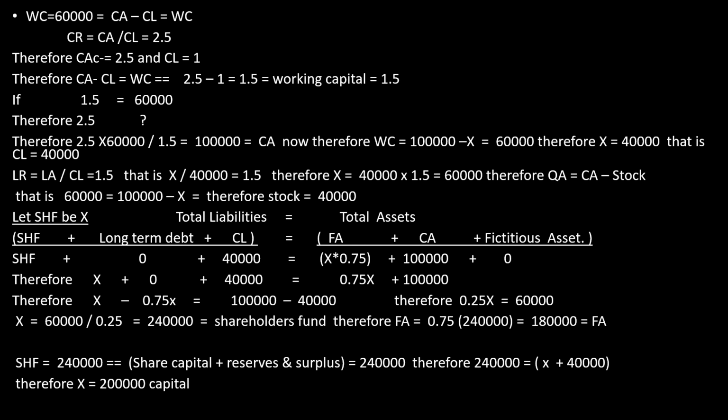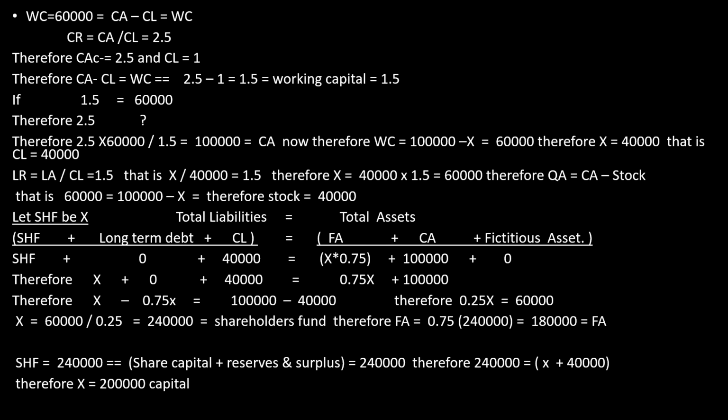Therefore, when current asset is 2.5, current liability will be 1. That is the assumption, isn't it? Therefore 2.5 minus 1 will give 1.5. That will be the working capital. If 1.5 is 60,000, what will be for 2.5? Therefore, there is a cross multiply here. 2.5 into 60,000 divided by 1.5 will give me 1 lakh, which is the current asset. Now, working capital is equal to 1 lakh minus x is equal to 60,000. Therefore, x will be 40,000. That is your current liability.